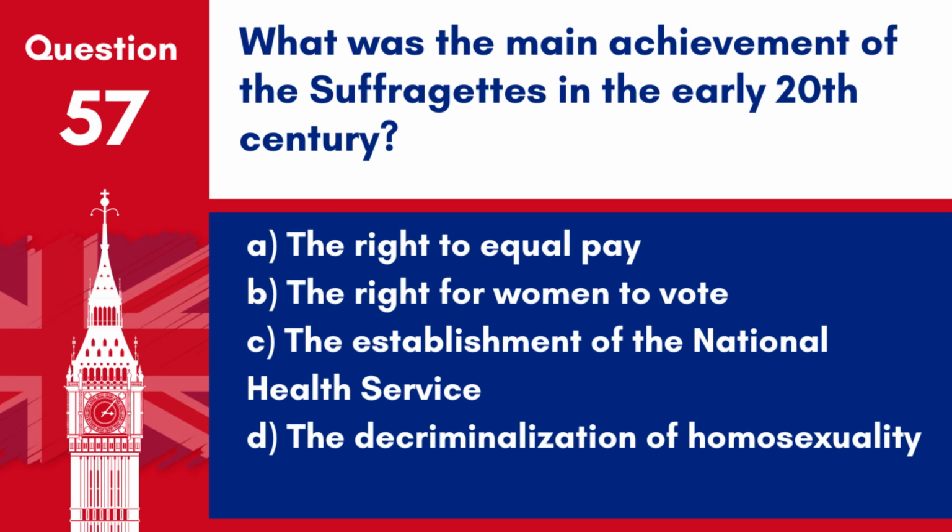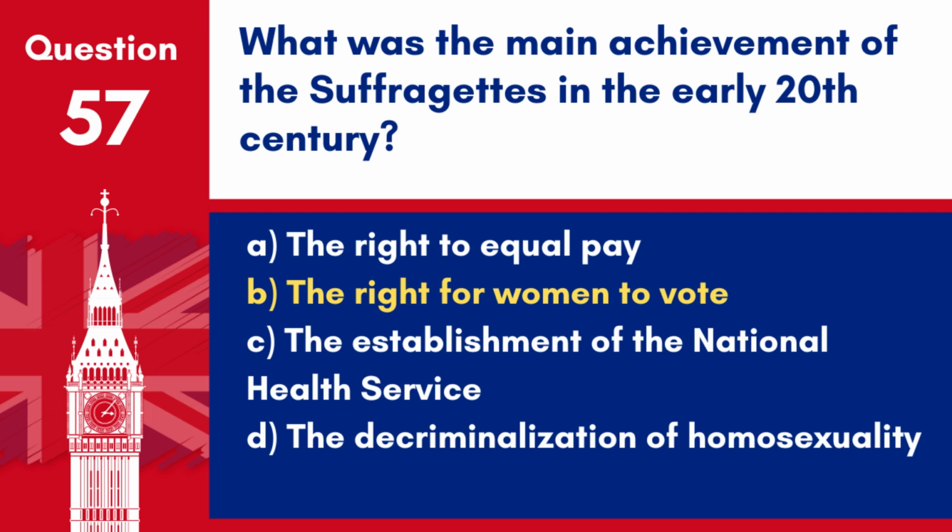Question 57. What was the main achievement of the suffragettes in the early 20th century? A. The right to equal pay. B. The right for women to vote. C. The establishment of the National Health Service. D. The decriminalization of homosexuality. Answer: B. The right for women to vote.